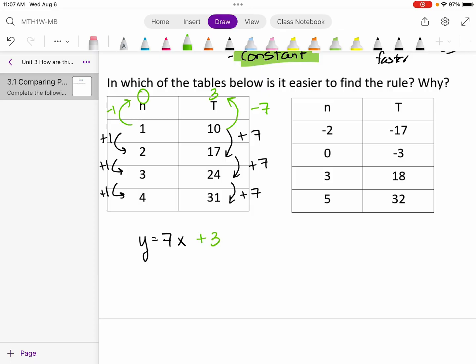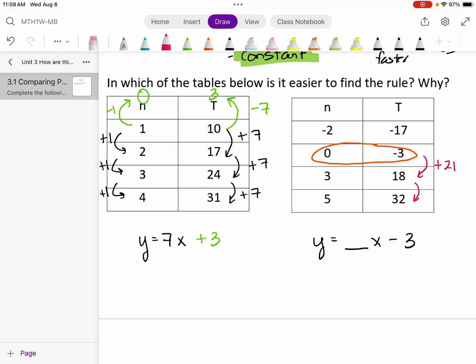And then we're going to try the second one. What I like about this table is that right away when I look at it, my constant is given. So I can start by writing y is equal to, I don't know my rate of change yet, so I'm just going to leave a blank there, minus 3. Now I have to find my rate of change. So how do I get from negative 3 to 18? I'm going to add 21.